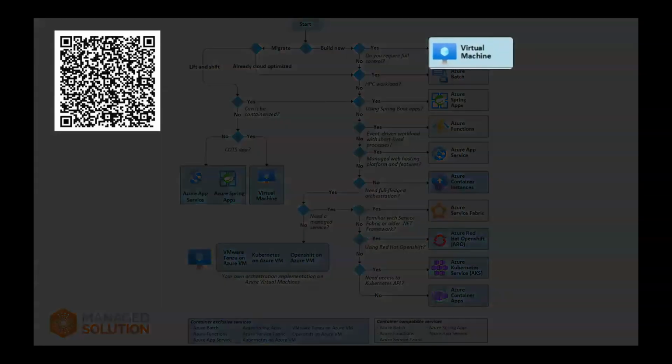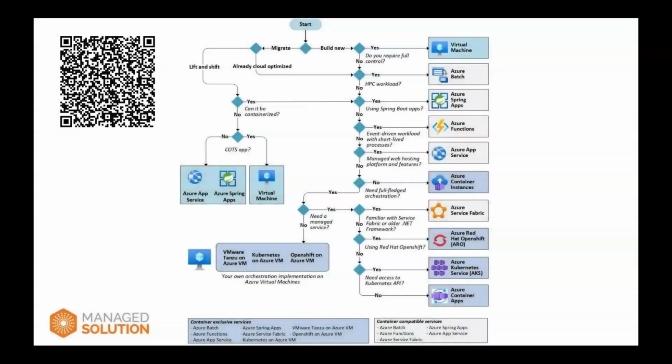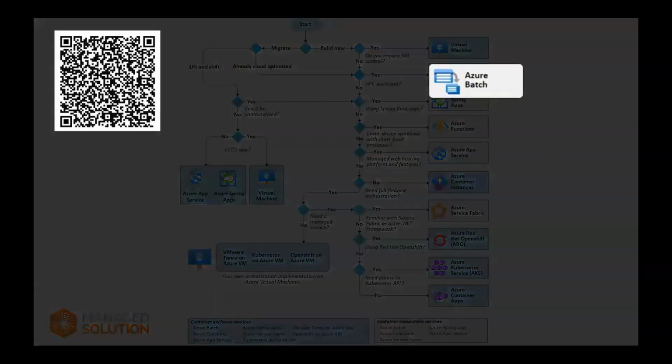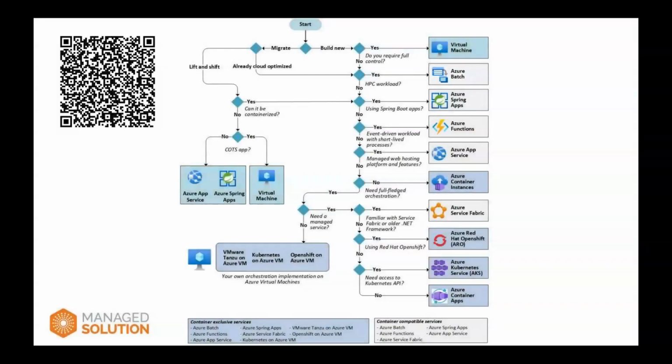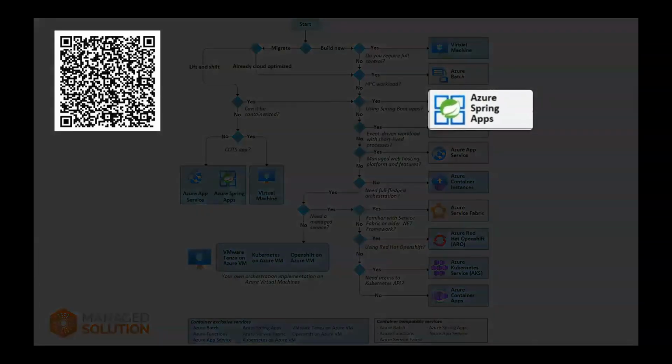Azure Virtual Machines is a service where you deploy and manage virtual machines inside an Azure virtual network, something that we're all pretty familiar with. Azure Batch is a managed service for running large-scale, parallel, and high-performance computing applications. When you see HPC workload, this is where it's at. Azure Spring Apps makes it easy to deploy Spring Boot applications to Azure without any code changes. It manages the infrastructure of Spring applications so developers can really just focus on their code.